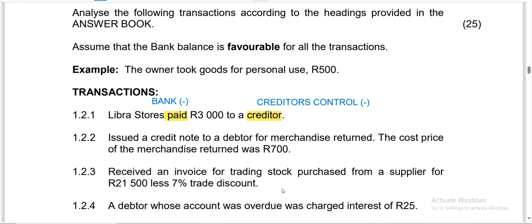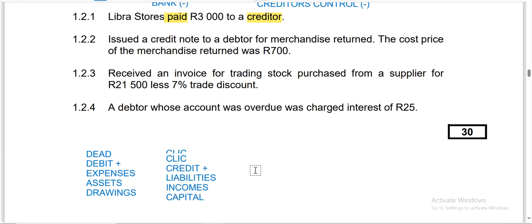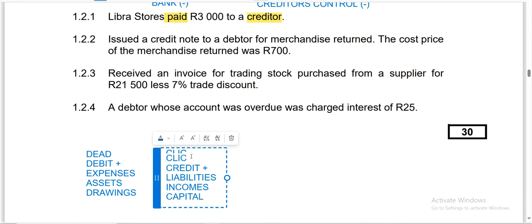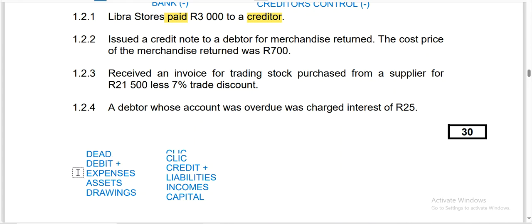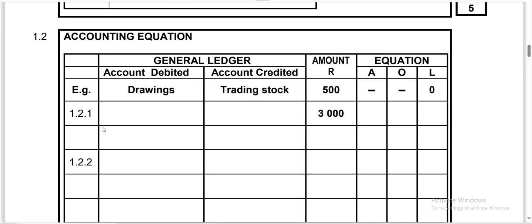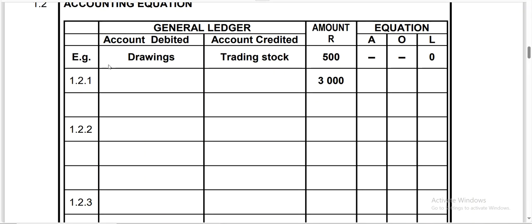So when we show the effects of the first transaction, we know that bank as an asset increases on the debit side. But because here we are paying, it means it is reduced. So obviously if it increases on the debit side, it will be reduced on the credit side. So our account debited here will be creditors control. Remember, you are paying. So on the first transaction, the account debited will be creditors control.